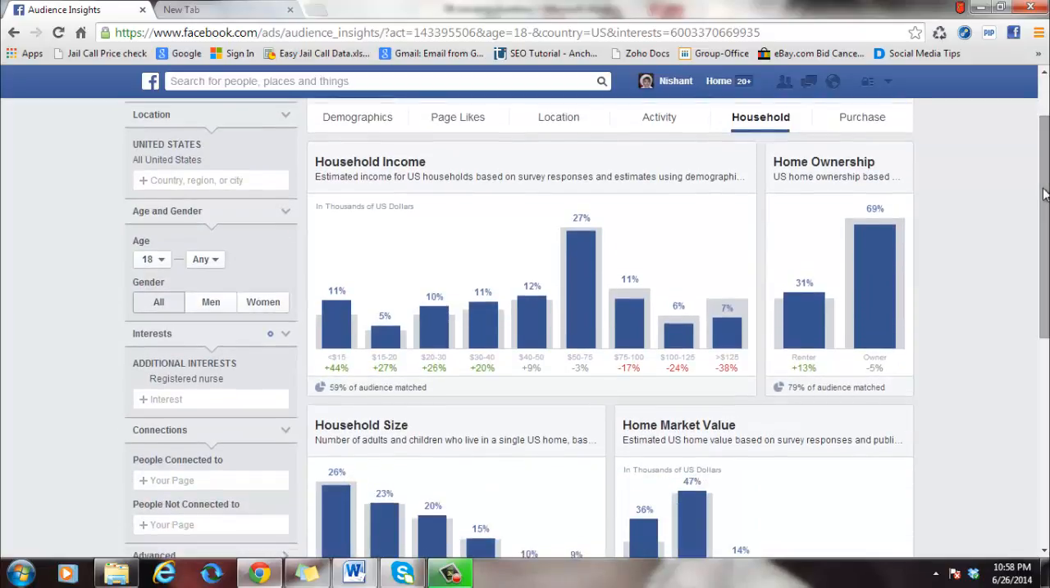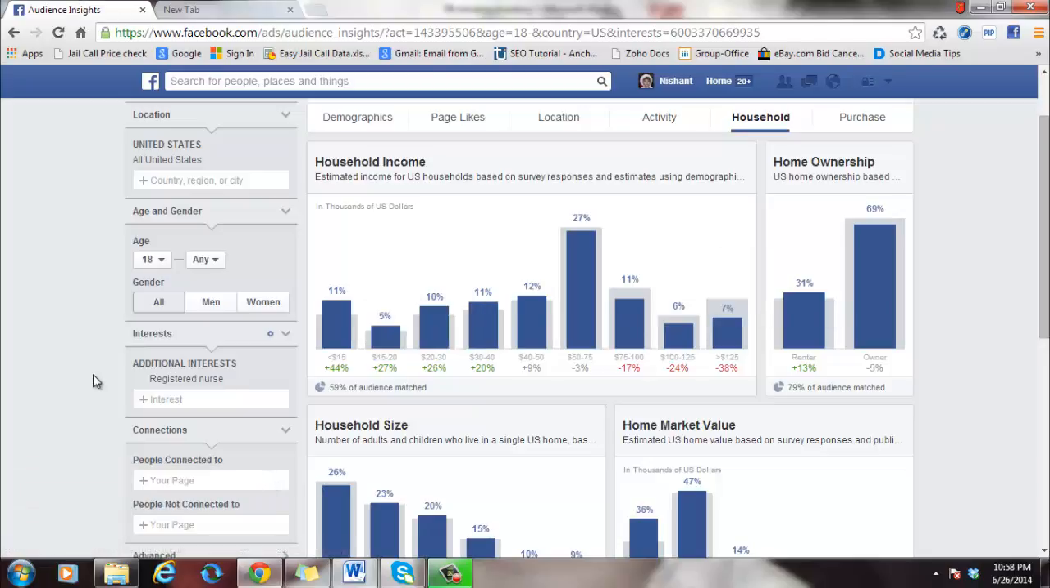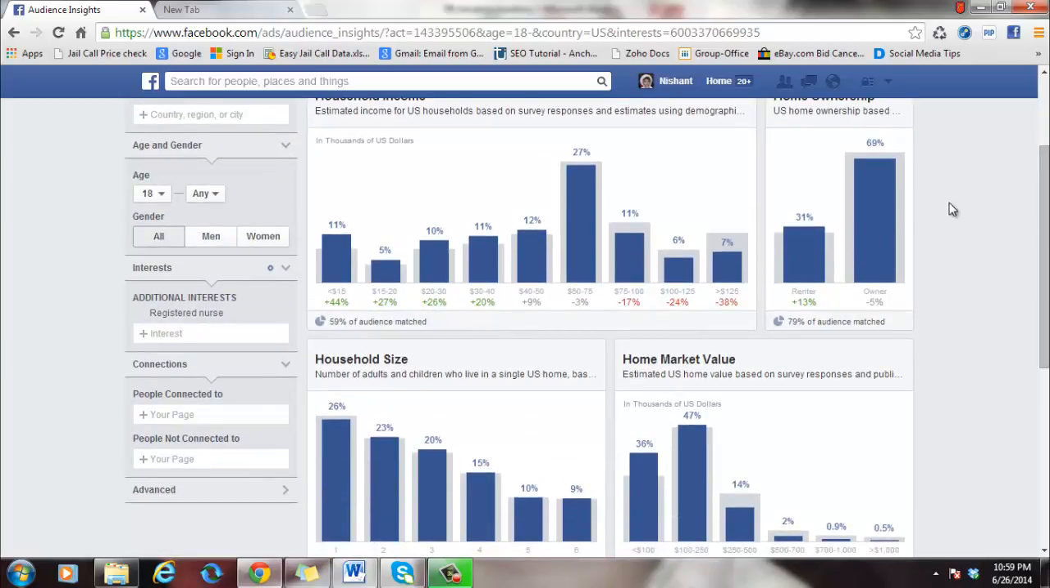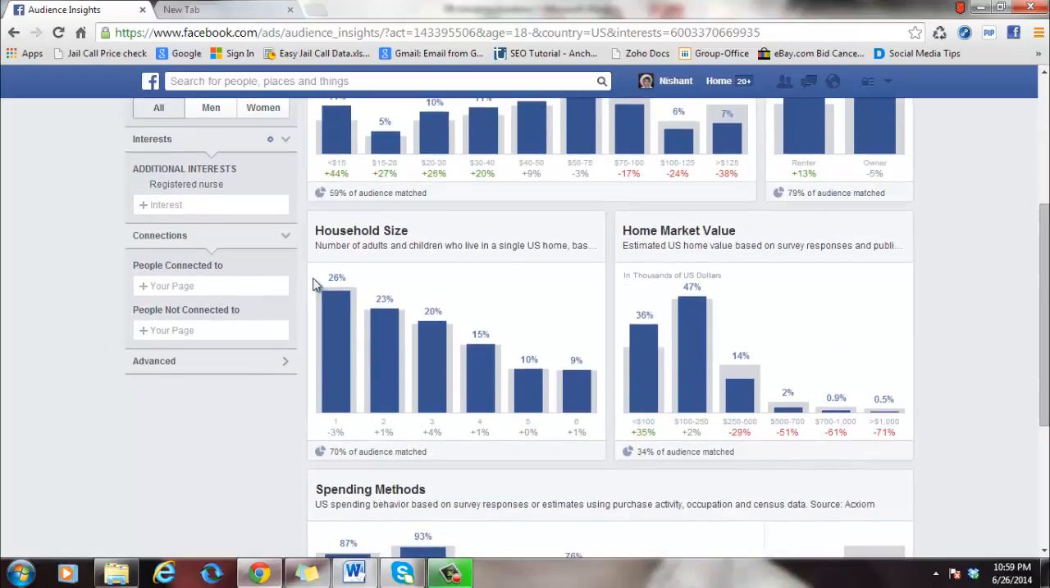So as you can see over here, 31% of the nurses are renters, and 69% of the population in this particular audience are owners. So that gives you more of an idea. Maybe you're trying to run a campaign to the nurses that are homeowners. Your audience insight gives you more information on that. If you just want to run a campaign to these people, you can very easily create an audience from here.